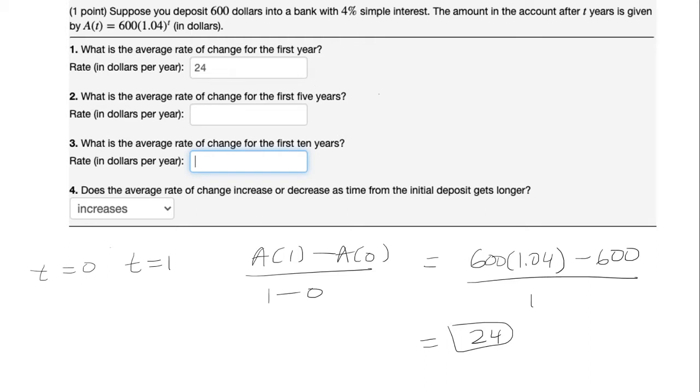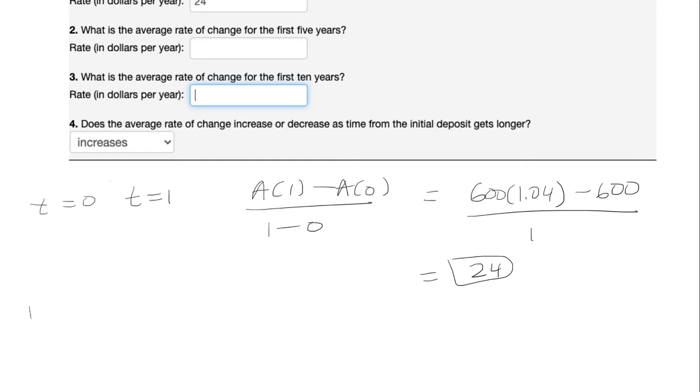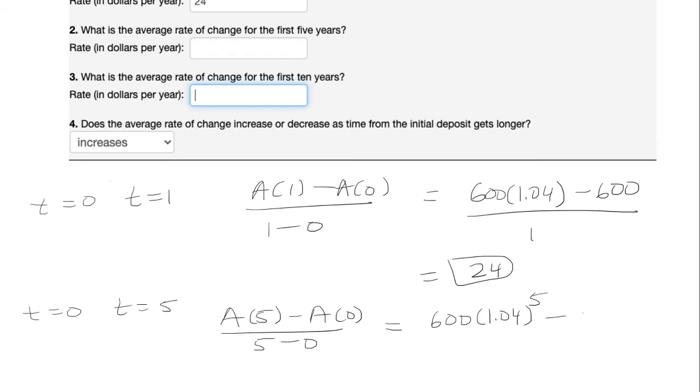The next one, we want to find the average rate of change for the first 5 years. So that means we have to go from t equals 0 to t equals 5. So our slope is a of 5 minus a of 0 over 5 minus 0. So we're going to plug in t equals 5 into a of t to get 600 times 1.04 to the 5th. And then we're going to plug in 0 again to get 600 and divide that by 5. Okay. So simplifying this, we do end up getting 26 as our answer.